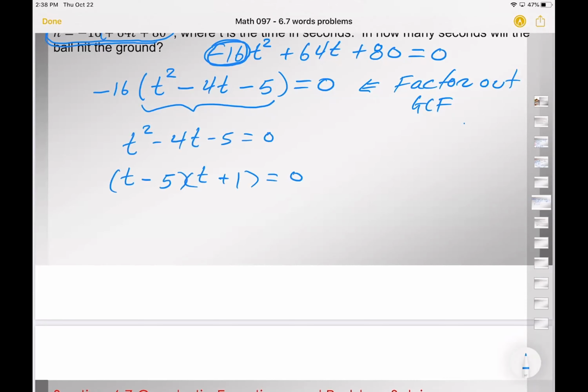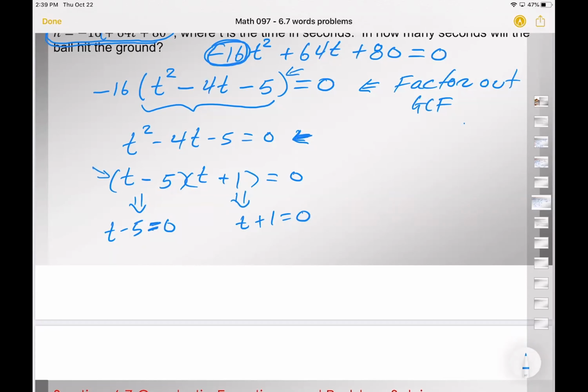And again, hopefully none of you get stuck, because for 5, there's only one number. 5 times 1 is 5, and 5 minus 1 is 4. But because it's a negative 4, my 5 has to be negative, and my 1 is positive. Once I have this, you want to keep it consistent. Whenever they ask you to solve, whenever you see the parentheses, you set it equal to 0. I see the parentheses, I set it equal to 0. I see the parentheses here, I set it equal to 0.